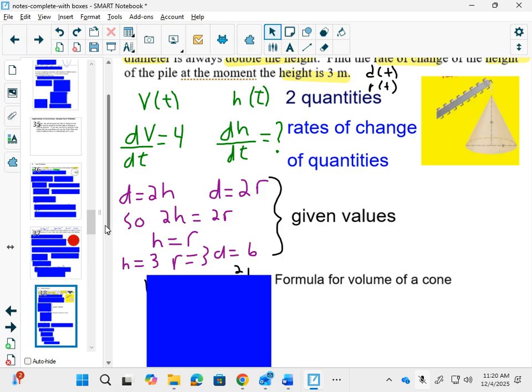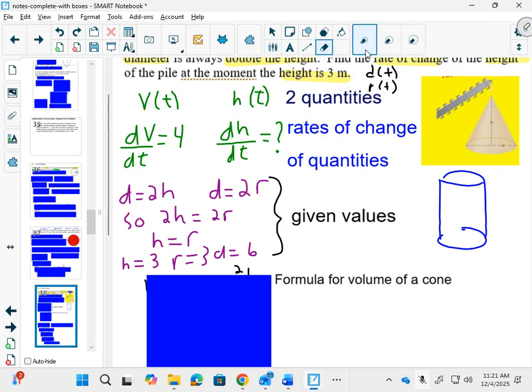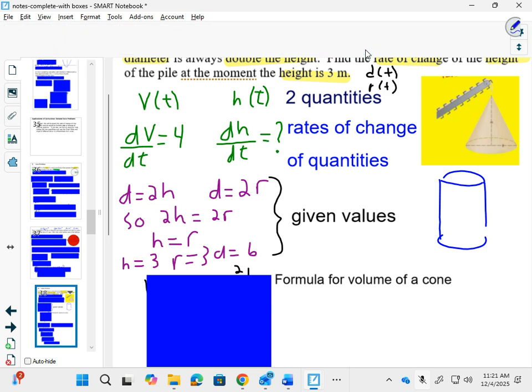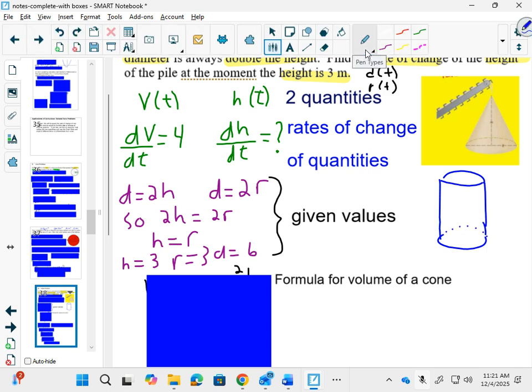Does anybody know the volume of a cone formula? No? Does anybody know that? I find the volume of a cylinder formula easy to remember. Do you know the volume of a cylinder? You want to see that side?